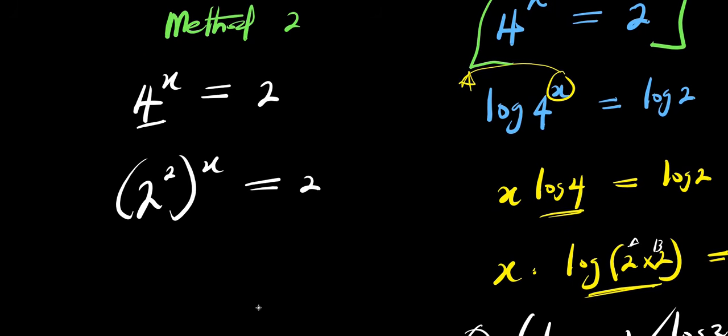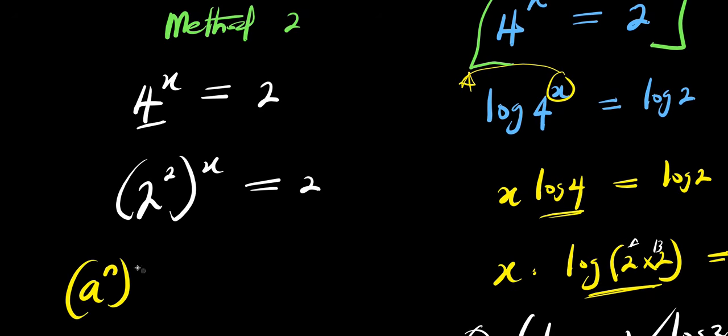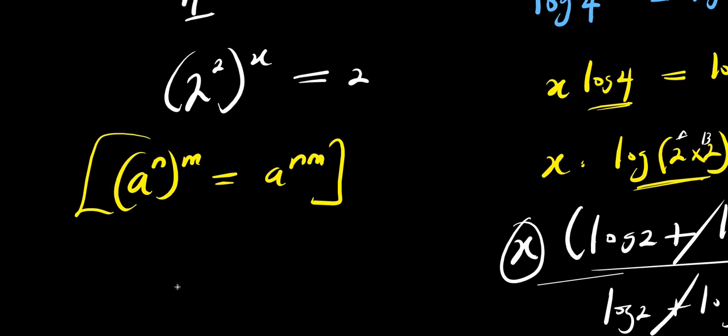So at this particular point, you can apply the index law. You have a power n, all to the power of m, equals a power n times m. So what you are going to do is you multiply this particular exponent. You have 2 to the power of 2x equals 2. Now, the bases are the same. This 2 is raised to the power of 1. Remember, 2 to the power of 1 is 2.